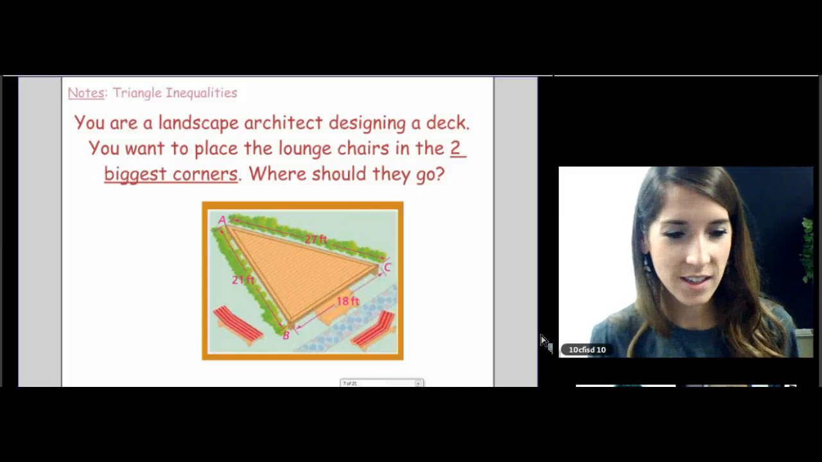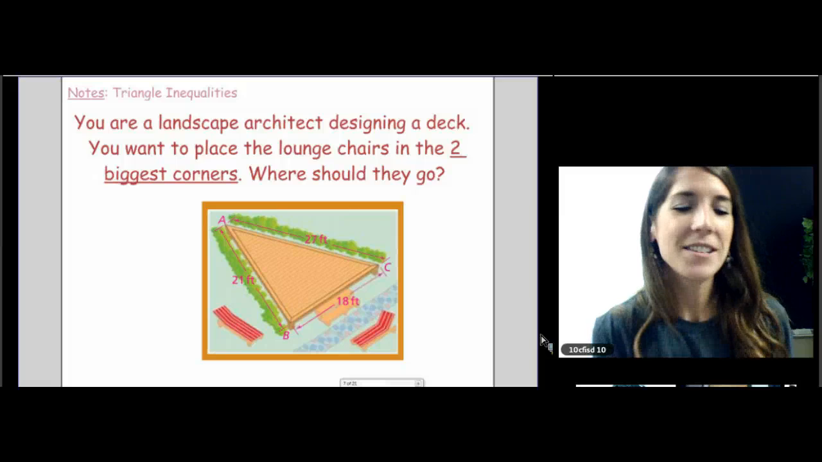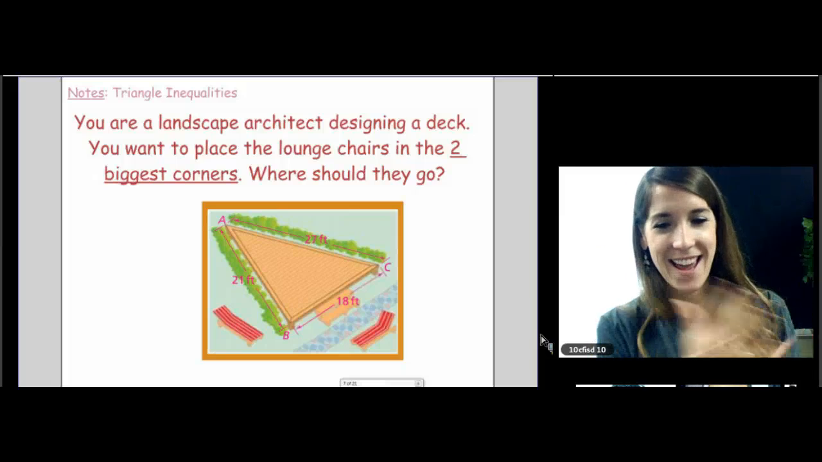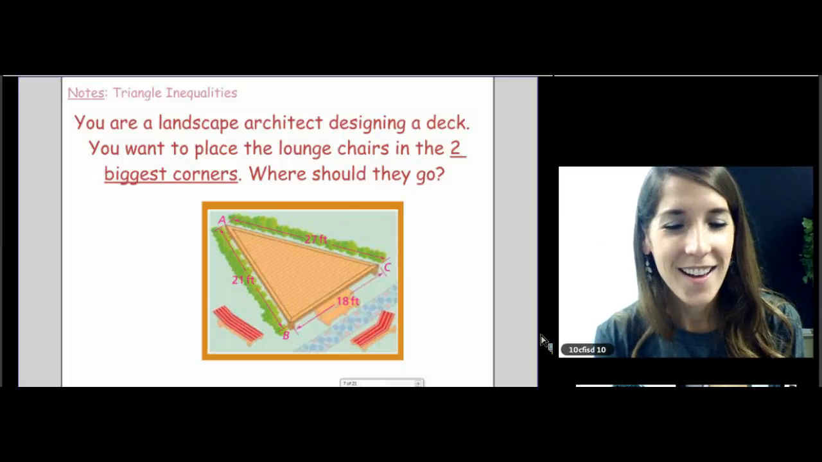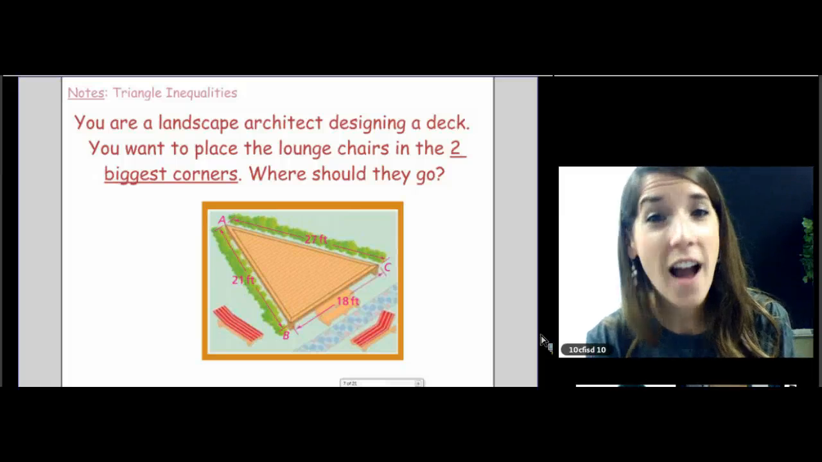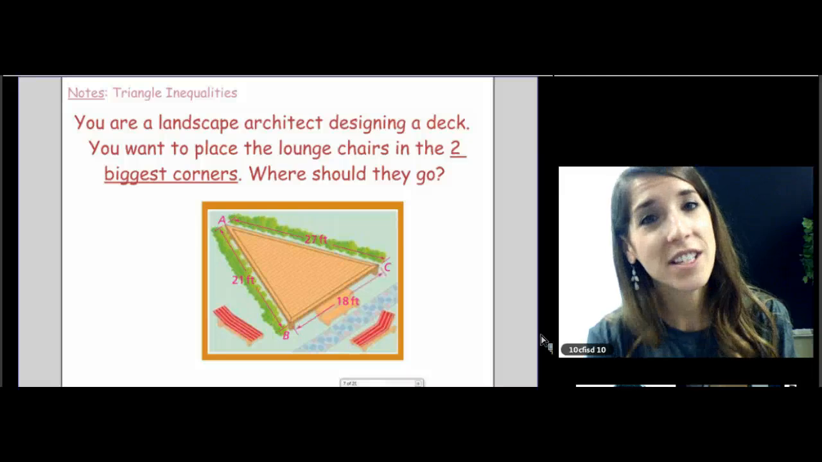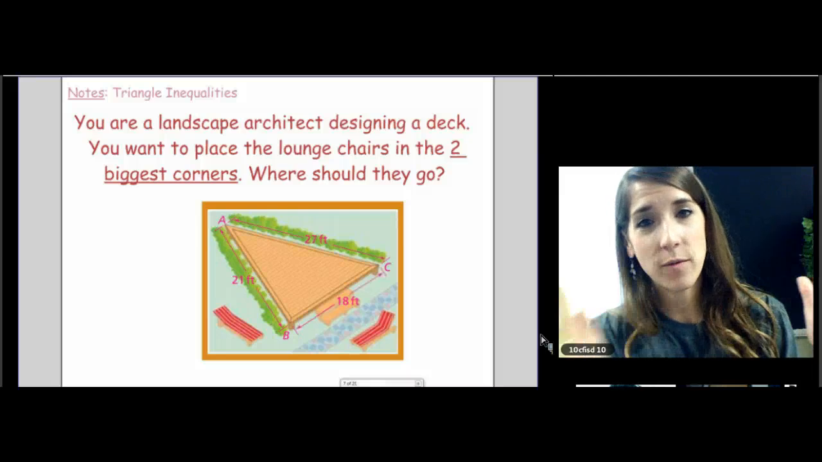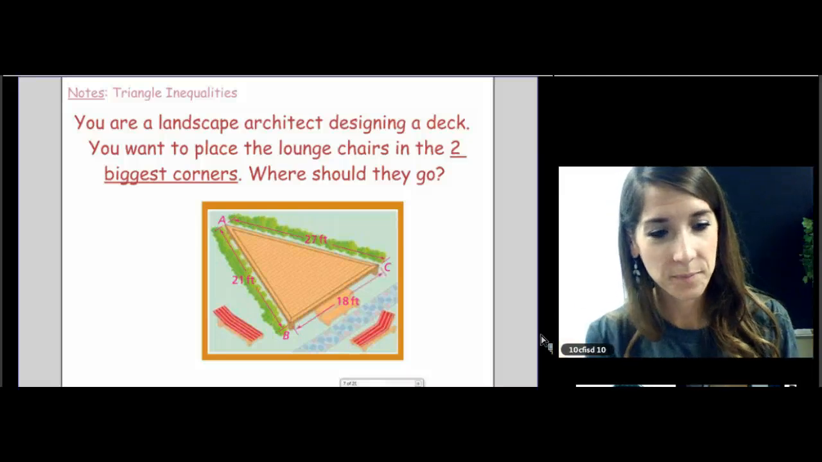So this is what our lesson is all about today. It's kind of fun. No, Lars, we're not doing trig yet. Stop asking. So I don't really care what the angles are. We are not going to find the angles. We're just going to find out how to order them from smallest to largest, okay?